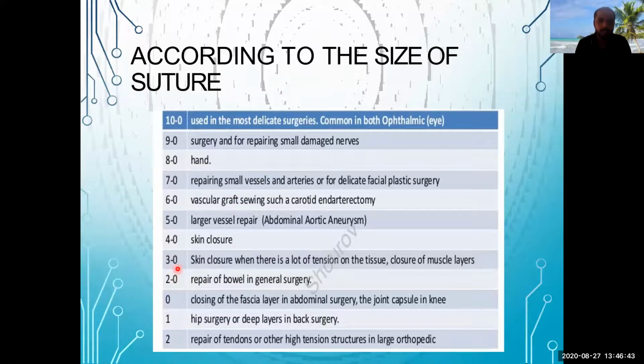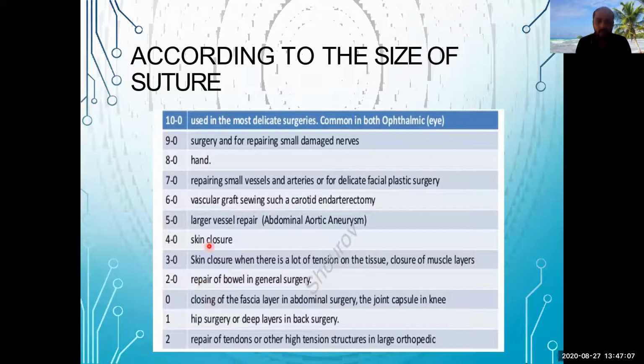Generally, for deep surgeries like hip surgery and back surgery, we are using number 1. Neurosurgery and orthopedics people are using number 1. Also, sometimes we use catgut number 1 in the liver bed.